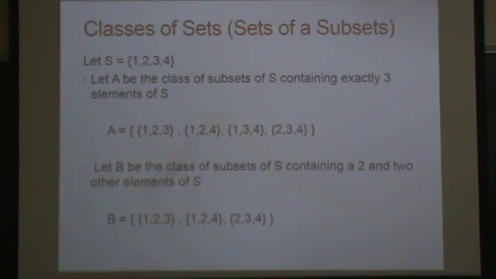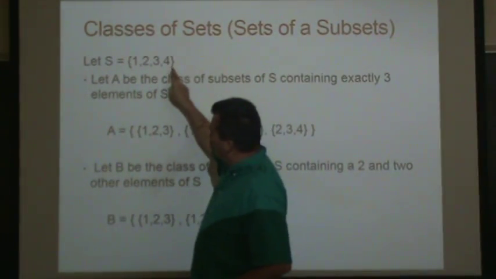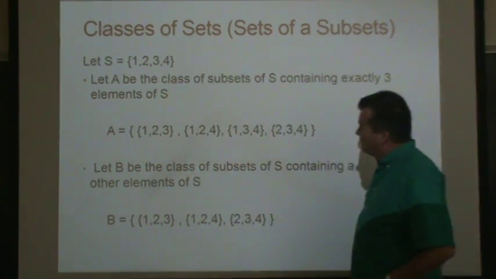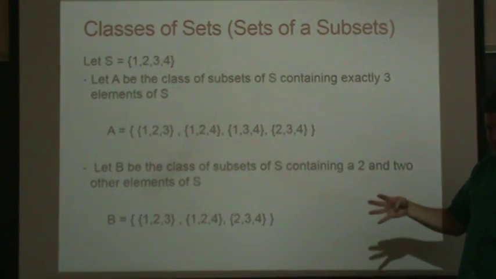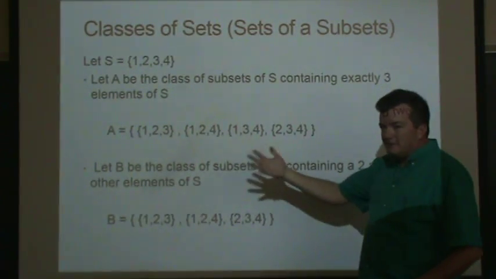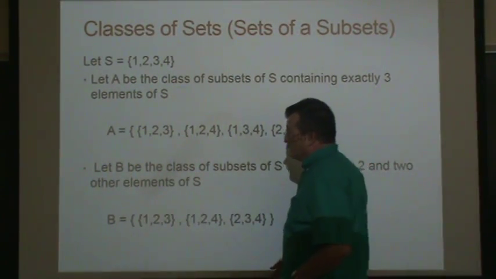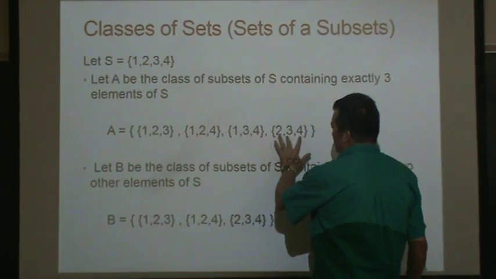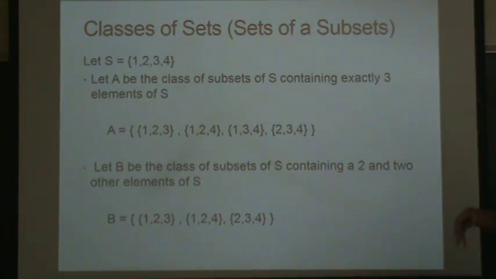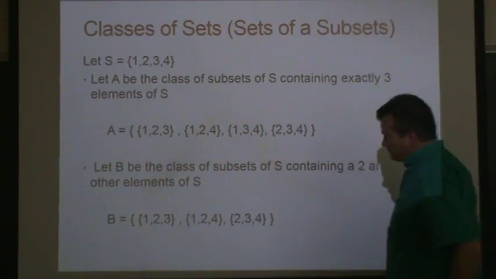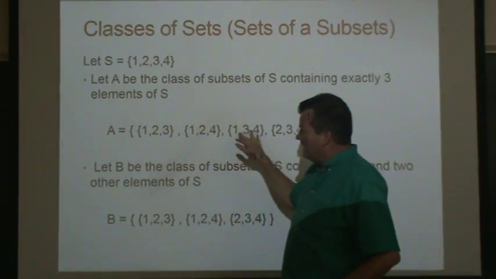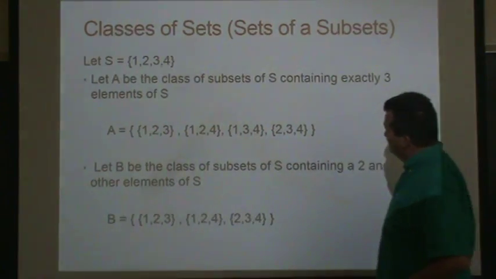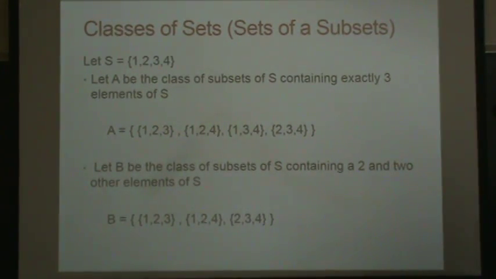Okay, then the idea of classes of sets, which is just another fancy way of saying sets of sets. We could have a set that has the elements 1, 2, 3, and 4. And we could let A be the class of all subsets of S containing exactly 3 members. So that's really a set of sets that have the original set as members. So it would be the set of {1, 2, 3}, and {1, 2, 4}, and {1, 3, 4}, and {2, 3, 4}. That's all the possible sets that have 3 elements of the original set. So A is really a set of subsets of this set. So it's sets of subsets, but they call them classes of sets.